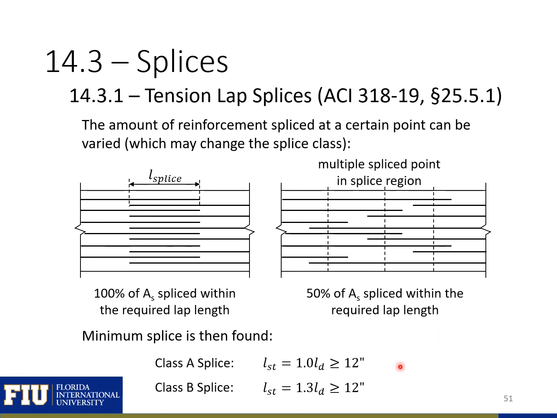So if you have a class A splice, then your required splice length in tension is equal to 1 times the required development length of the bar that you're splicing, greater than 12 inches. If you have a class B splice, then your required splice length in tension is 1.3 times your required development length of the bar that you're splicing, again, greater than 12 inches. So you can use these two equations with the simplified or detailed formulas for your development length to calculate your required splice length of a class A or class B splice.